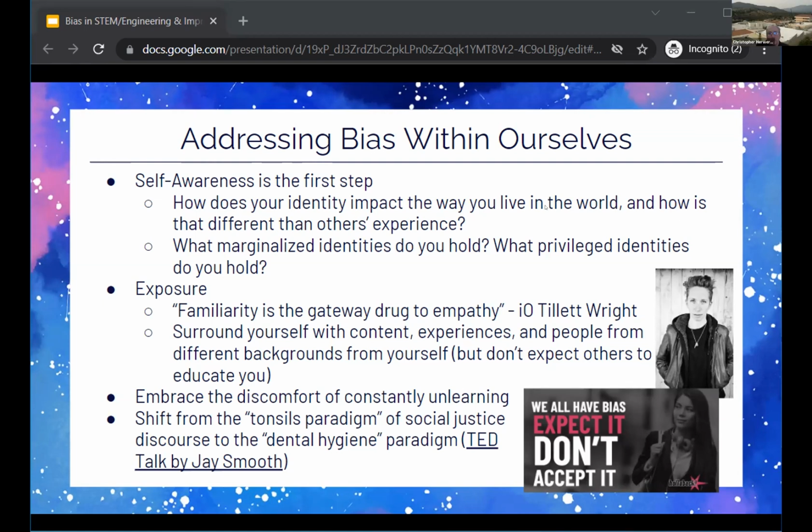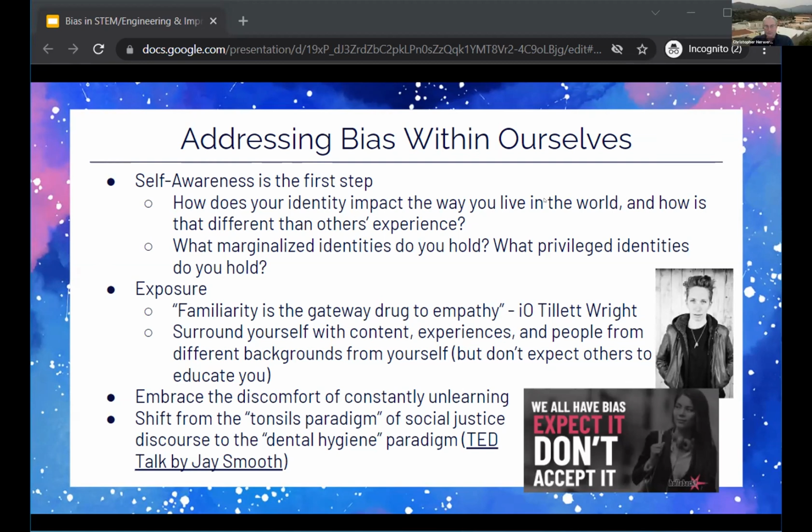that might be different than other people's experience. What marginalized identities do you hold? What privileged identities do you hold? How does that unique recipe impact your day-to-day life? There's a common theory called intersectionality by a professor, Kimberly Crenshaw. And it's basically the more marginalized identities you hold, the more you might combat intersecting oppression.